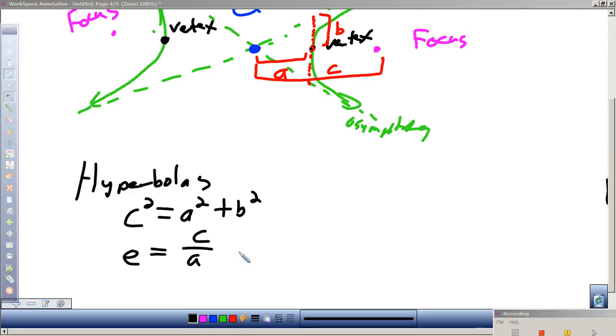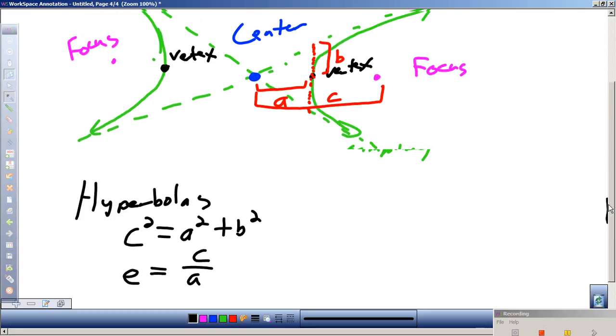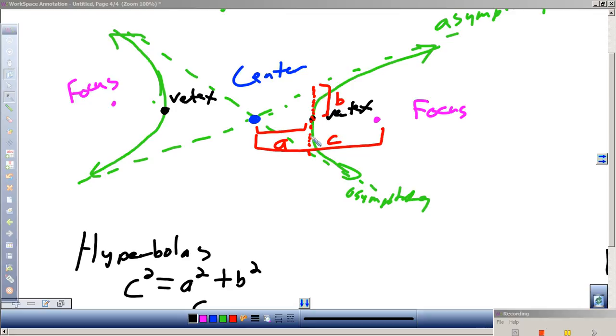What is that dotted orange line there for? Oh, it's a vertical line at the vertex. So B is the distance from the vertex to the asymptotes, vertically. So that dotted line is 2B? Yes.